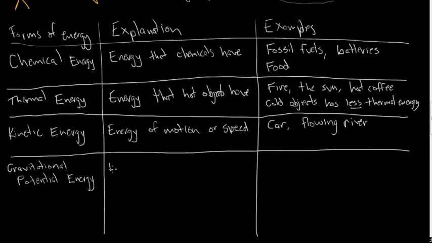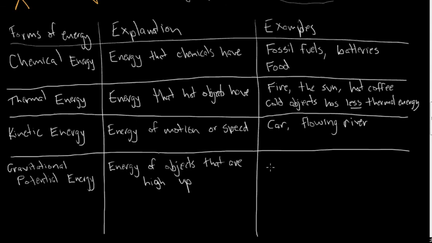And that's because this is the energy of objects that are high up. If there's something that's high up and gravity wants to make it fall, then that would be something that has gravitational potential energy.